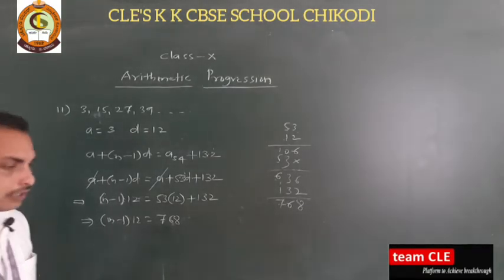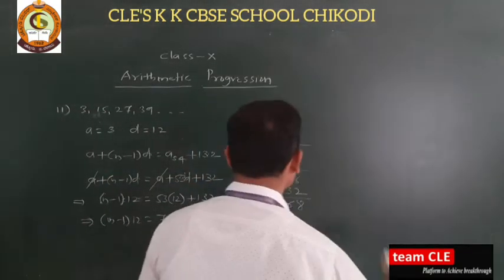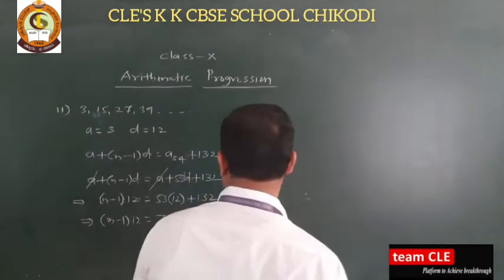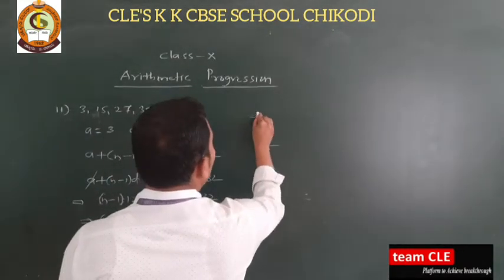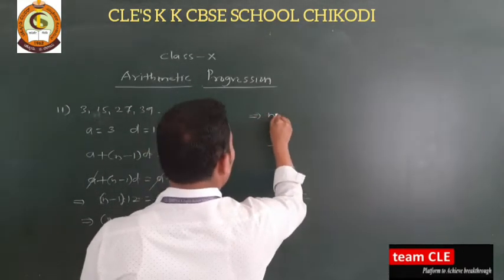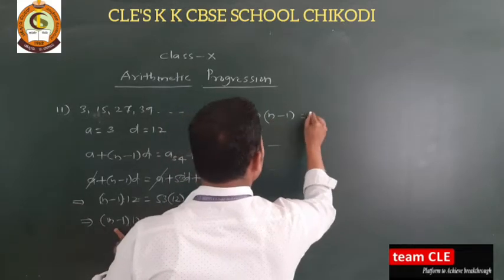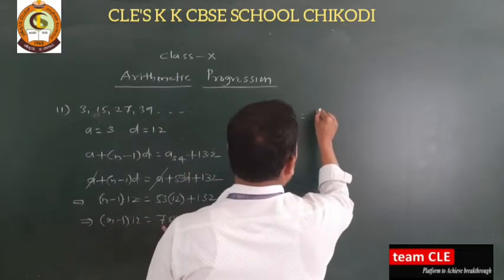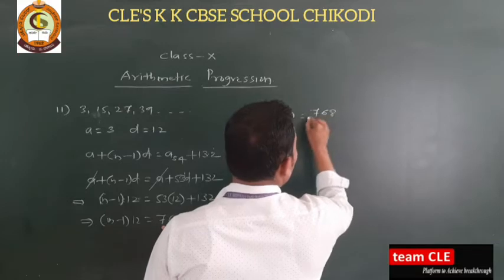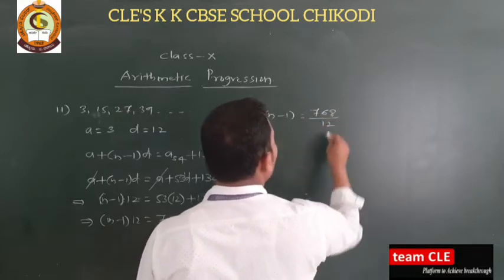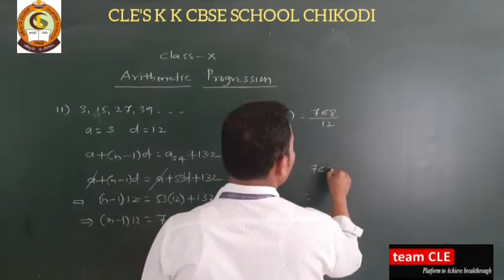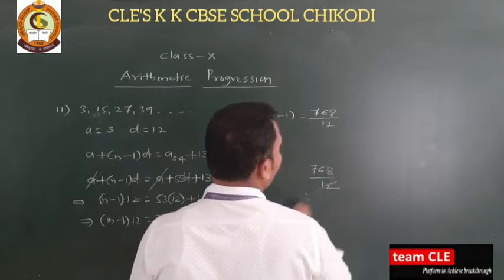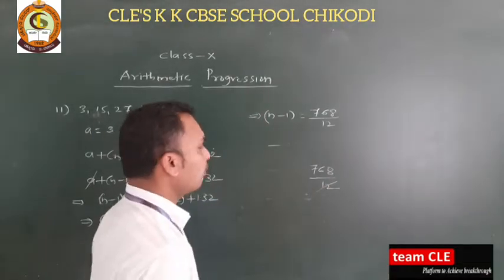Now we can take this 12 to this side. So completely, this implies we have n minus 1, keep as it is. Next, 768 by 12. Now we can check whether 768 by 12 is completely divisible or not.